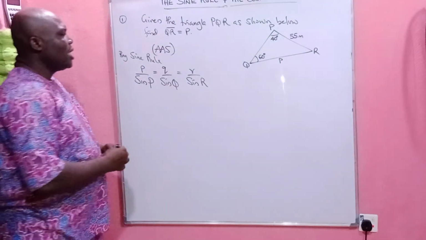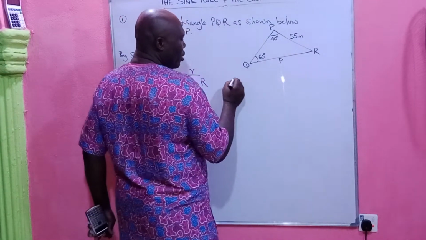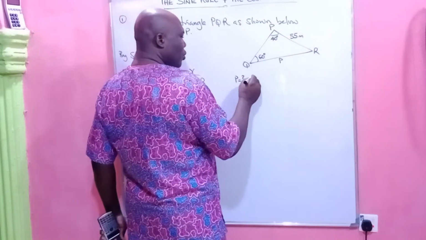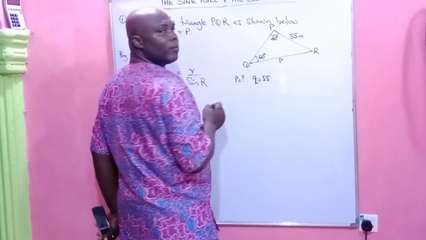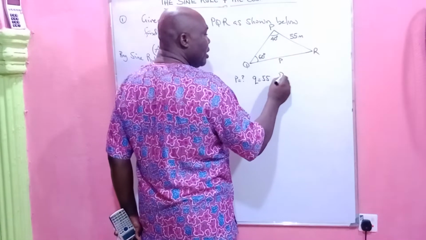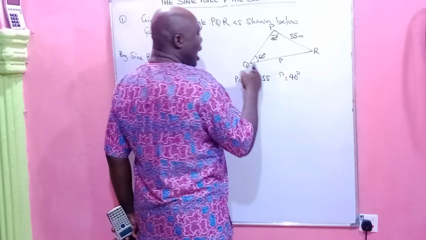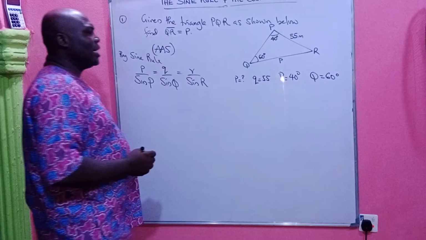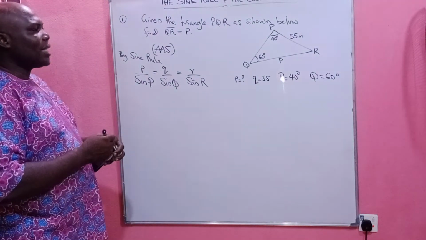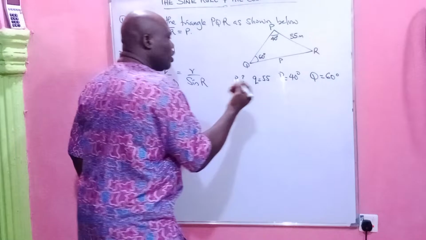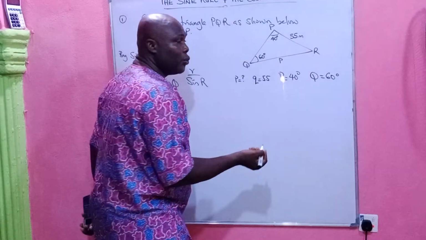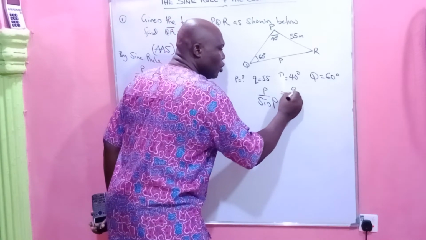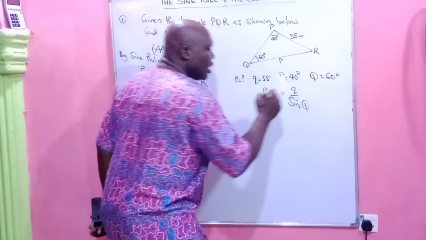Now look at the parameters given here. Small p is what we are looking for. They have given us small q, which is 55, and we have a big P, the angle, which is 40 degrees, and a big Q, the angle, which is 60 degrees. So you can see that the sine rule is applied in terms of just P and Q. Out of the three we are picking P and Q, so that will be p over the sine angle of P equals q over the sine angle of Q.